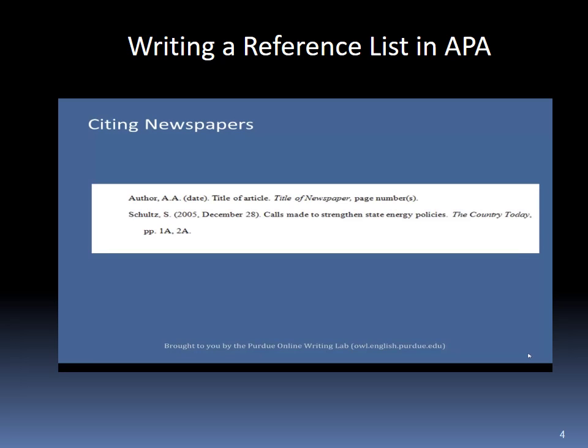The citation for newspapers is nearly identical to the citation for magazines. The only difference is the pagination, which includes either a P for single pages or a PP for double pages.